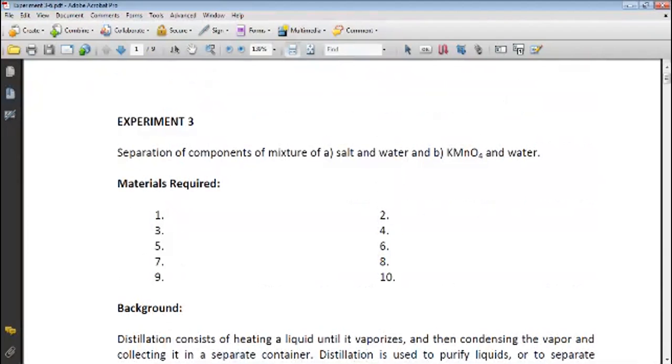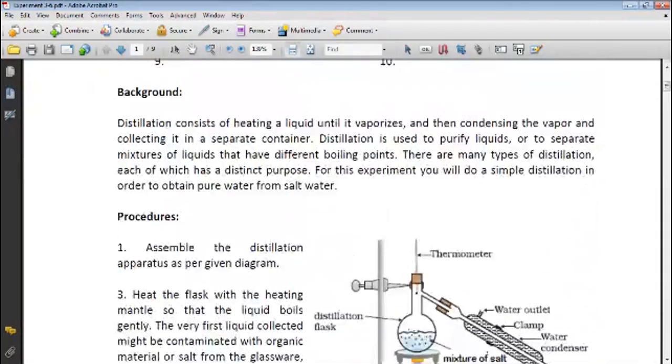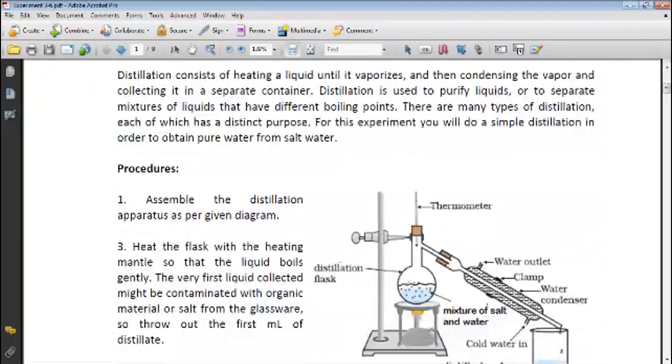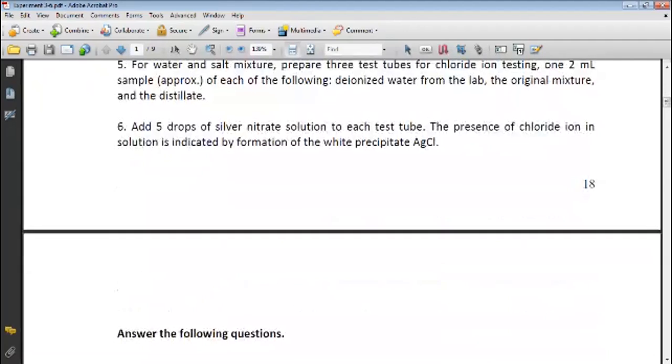In a similar way, this is also a homogeneous mixture, and you can use the distillation process here. When you boil the KMnO4 and water mixture, the water is evaporated, and after condensation you will get the water, while the KMnO4, or potassium permanganate, will remain in the bottom, in the round bottom flask. So you can separate the mixture of potassium permanganate and water by using distillation.